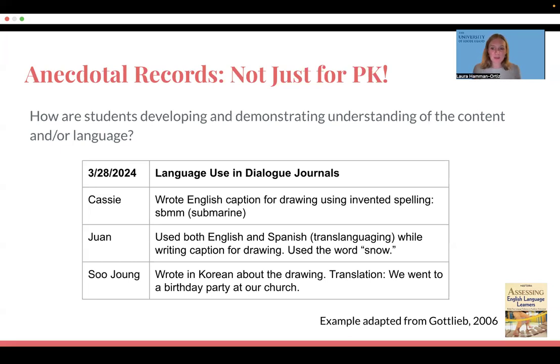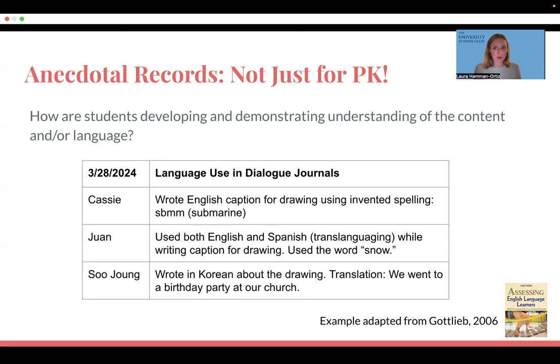So you can see this example from Margot Gottlieb's book, Assessing English Language Learners, where the teacher is just taking quick notes about how students are using language, noticing some invented spelling, noticing some translanguaging, noticing that a student is writing exclusively in Korean at that point, and then continue to get supports as they move towards writing more in English. So this is just a great way to capture what your students are doing.